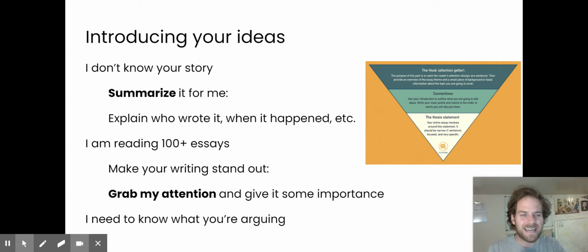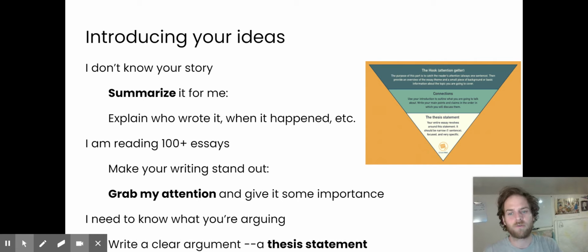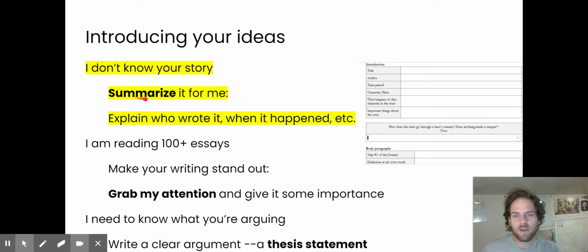And then lastly, I need to know what you're arguing. I need to know what you're going to say in your essay. And this is where you will write a clear argument, a thesis statement. Pause if you need to. This is the 3 main things you're doing in your intro. What we're going to focus on right now is summarizing your story.